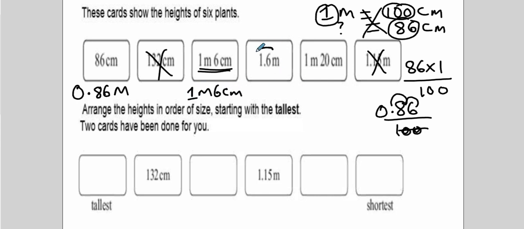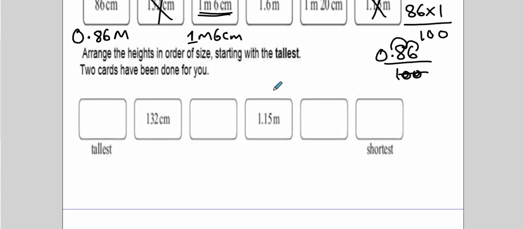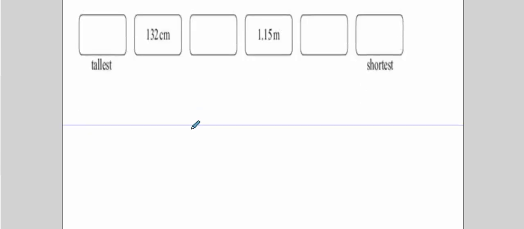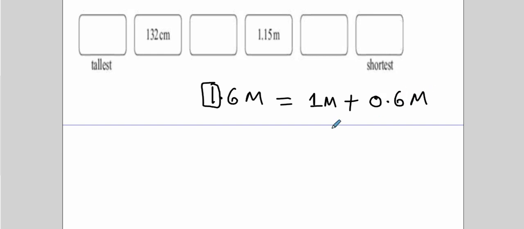Okay, but this one is 1.6 meter. You can't tell 1.6 meter because this is a decimal. So now how do we do that? With this, there is a trick you have to do. Let me show you here. When it is 1.6 meter, you break it down. The whole number will be 1 meter plus a decimal point, 0.6 meter. Can you see that 1 plus 0.6 equals 1.6?